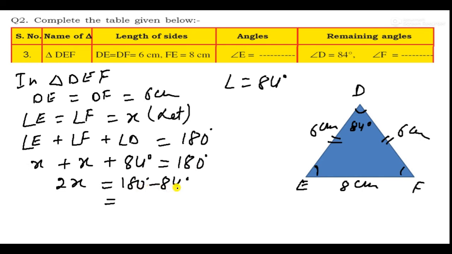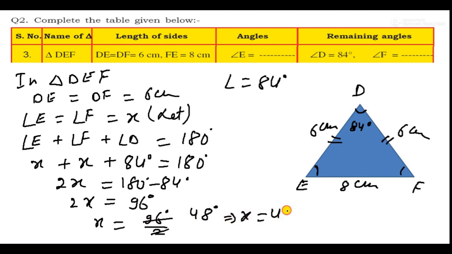So subtract them. 10 minus 4, that is 6, and 7 minus 8... that is 2x. So you have to write x is equal to 96 divided by 2. 2 fours are 8 and 2 eights are 16. So that means x is equal to 48 degrees. So angle E is equal to angle F and all the angles are 48 degrees. So you have to fill here it is 48 degrees and it is also 48 degrees.